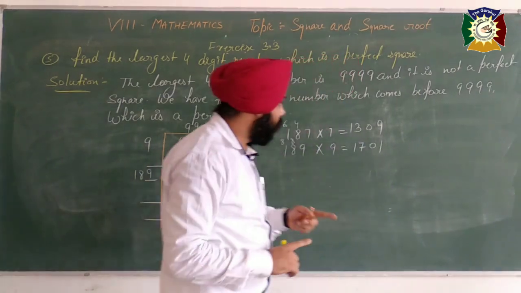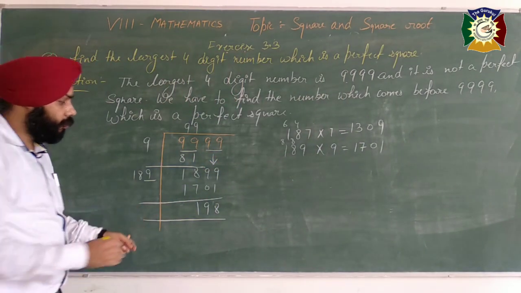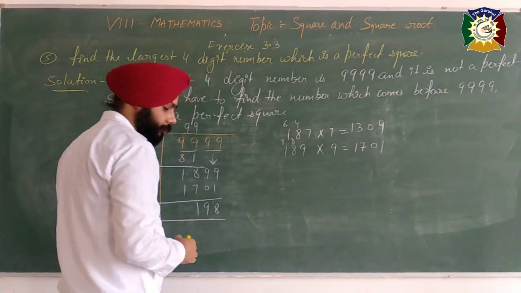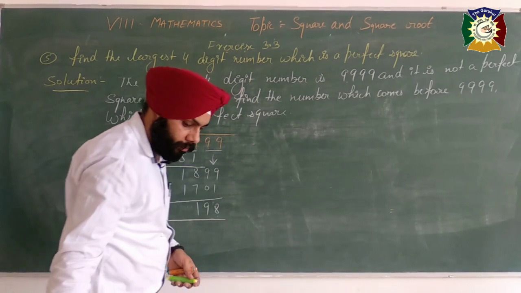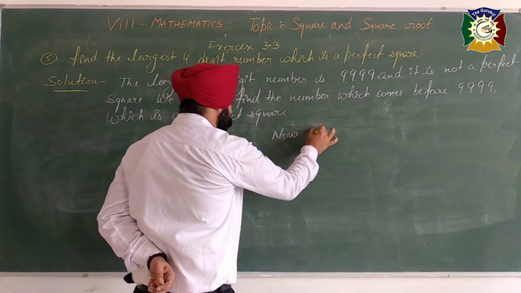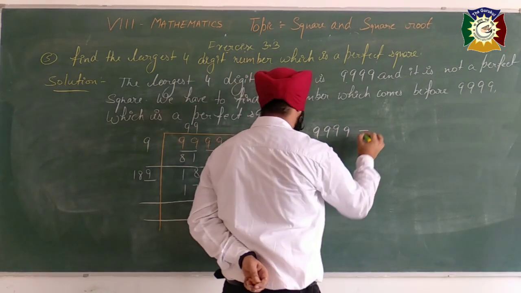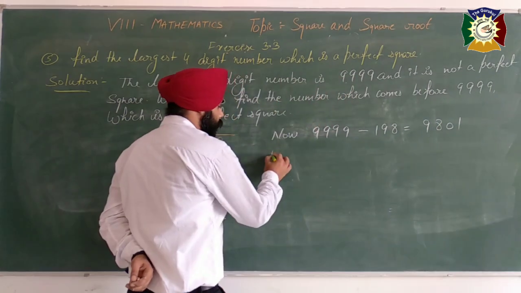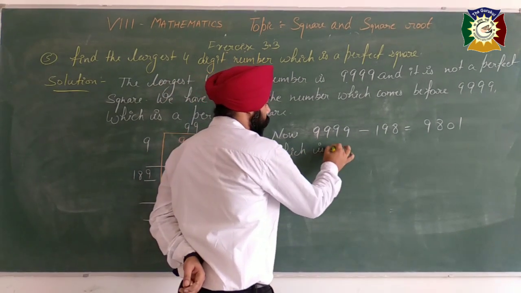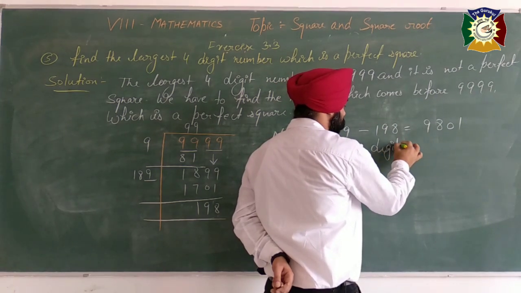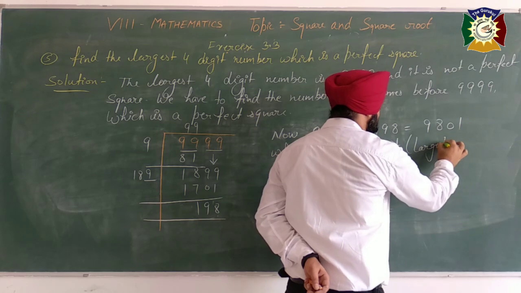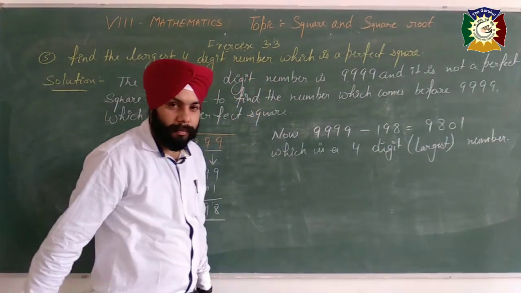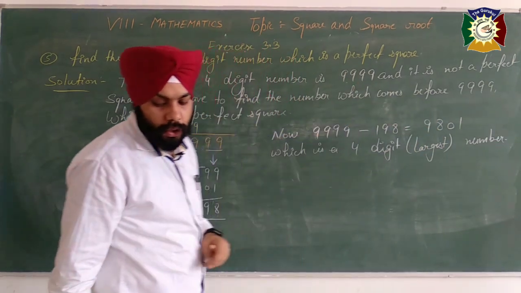So the number that should come before it, this remainder we will subtract from the given number. So now 9999, subtraction sign, 198, we get 9801, which is a 4-digit number, that is the largest, I write in brackets, largest 4-digit number. And this one is also a perfect square.